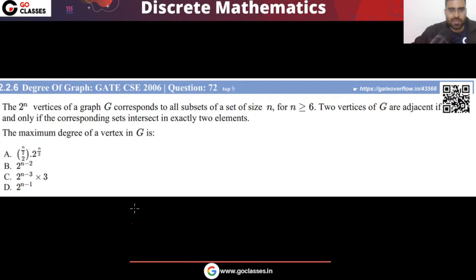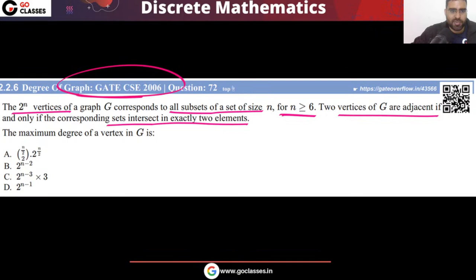The question is the same. There are 2 power n vertices, which are subsets of a set of size n, where N is greater than or equal to 6. Two vertices are adjacent if they intersect in exactly 2 elements. Same question, but now it is asking for the maximum degree. What is the maximum degree?